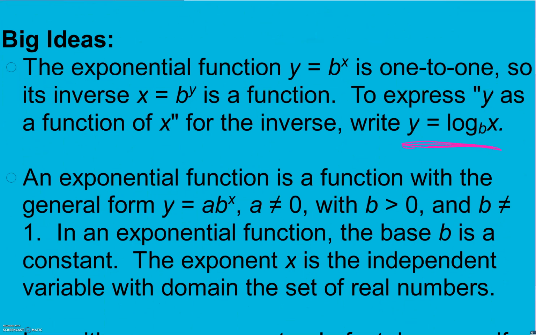An exponential function is a function with the general form y equals a times b to the x power, as long as a is not 0 and b is greater than 0. b also can't be 1. In an exponential function, the base b is a constant. The exponent x is the independent variable, and the domain is a set of all real numbers. And we talked about that last section as well.